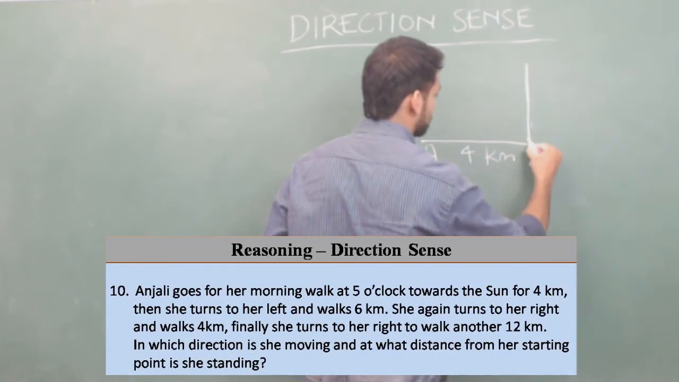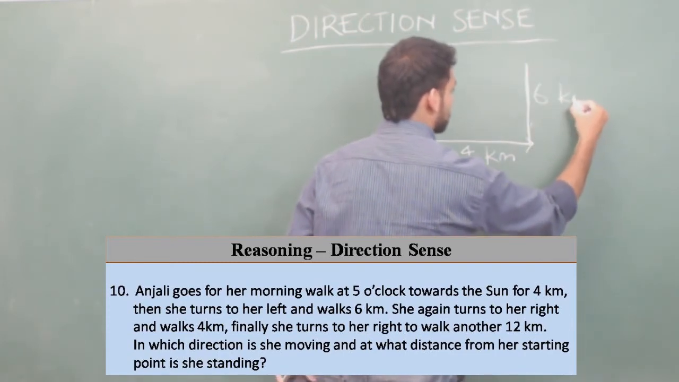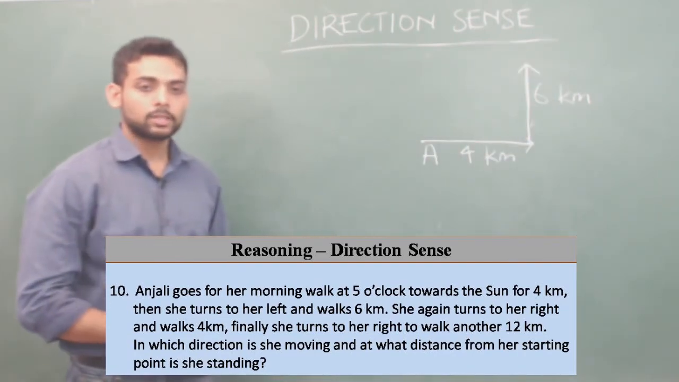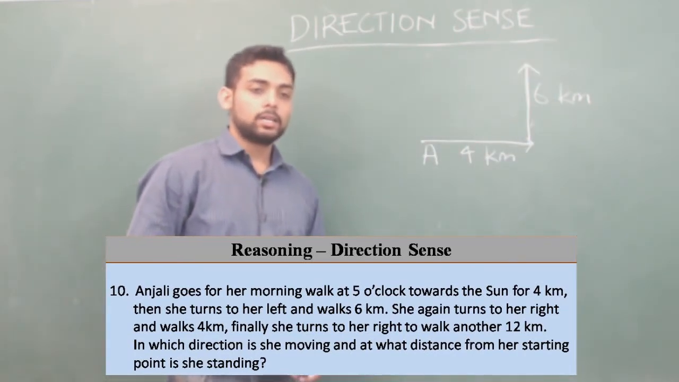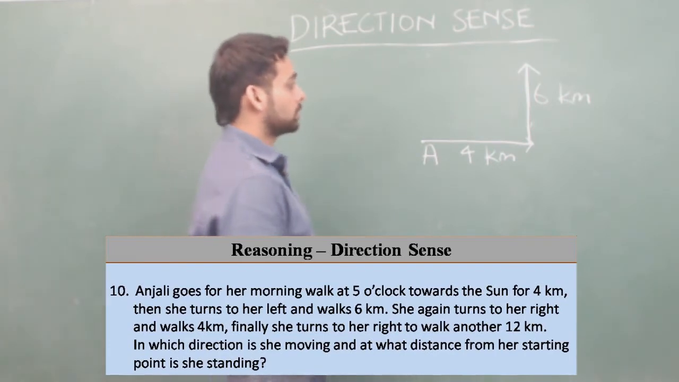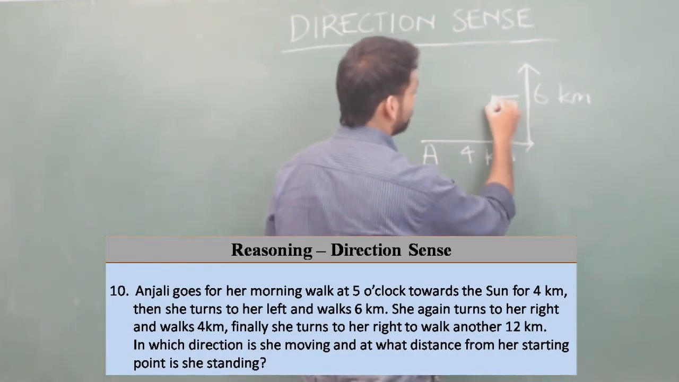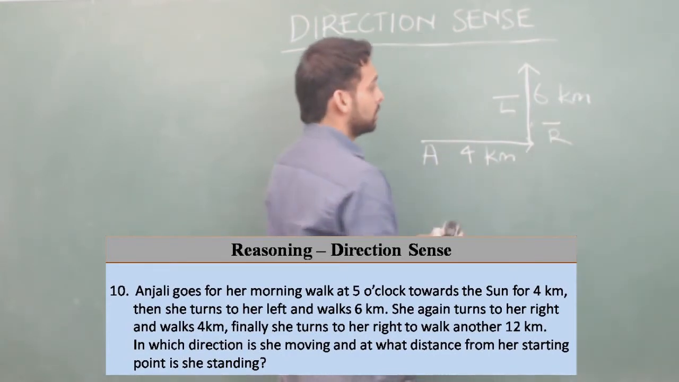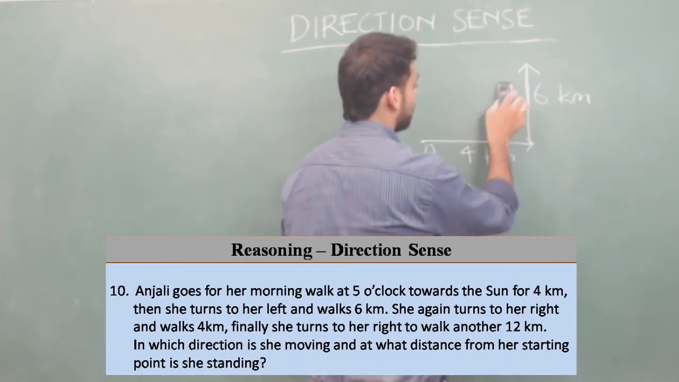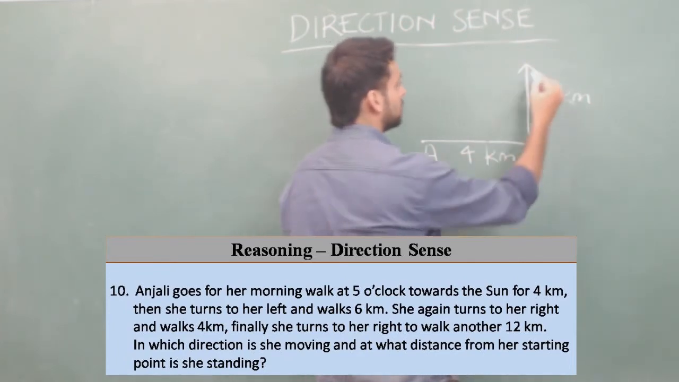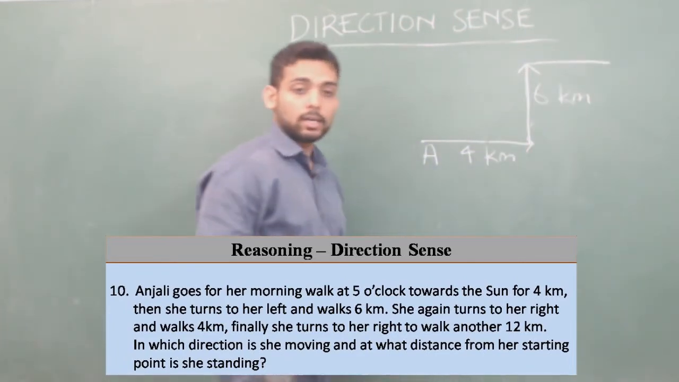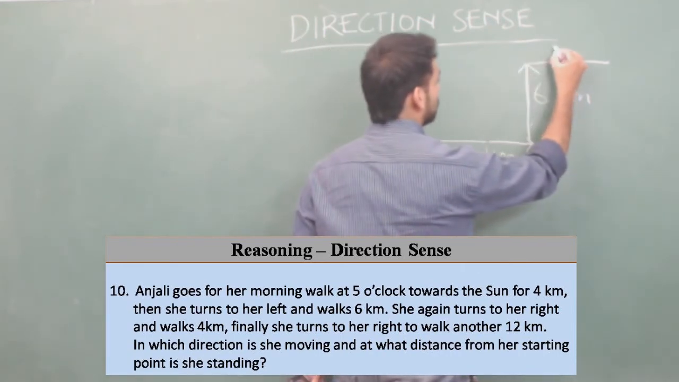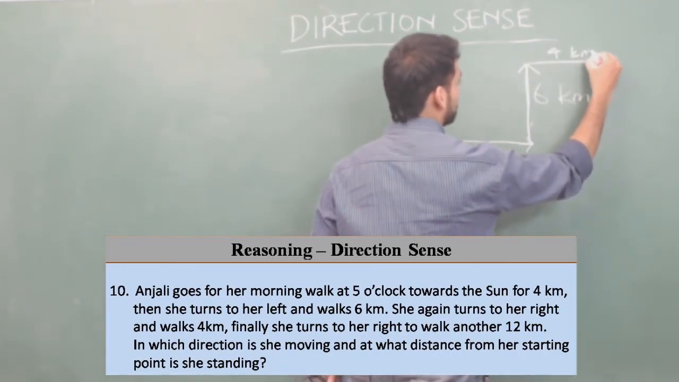So she walks 6 kilometers. Then she again turns to her right and walks 4 kilometers. When she is going north, this will be her left, this will be her right. Okay, so Anjali turns to her right again. Anjali turns to her right and she walks 4 kilometers.